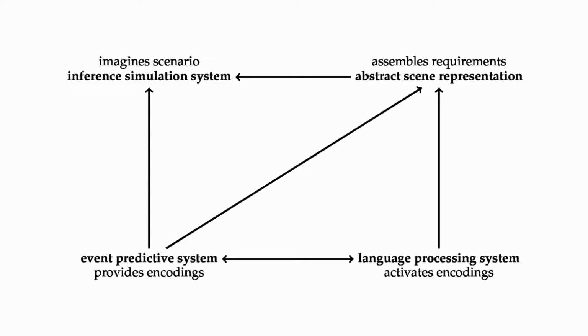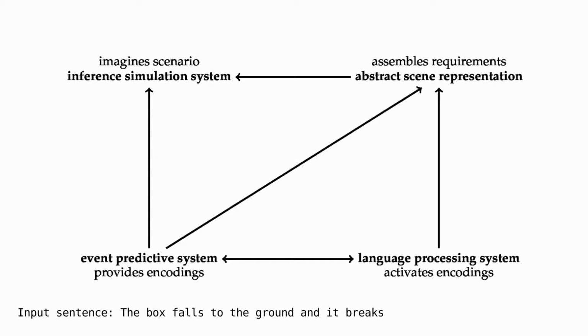Once we have these encodings, we can give them to the language processing system. Now, if we have a simple input sentence like "the box falls to the ground and it breaks", the language processing system will get the object box and the object ground and the encodings for falling and breaking and put these into a timeline. That gives us a very, very simple abstract scene representation containing basically really only the information that the sentence can give us.